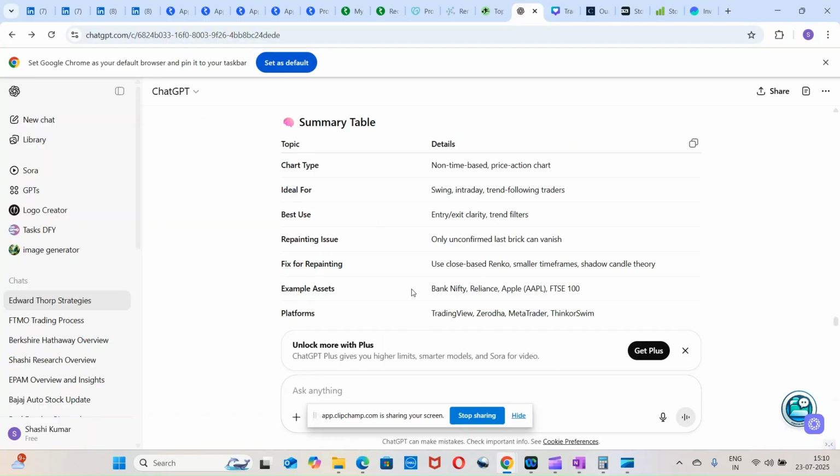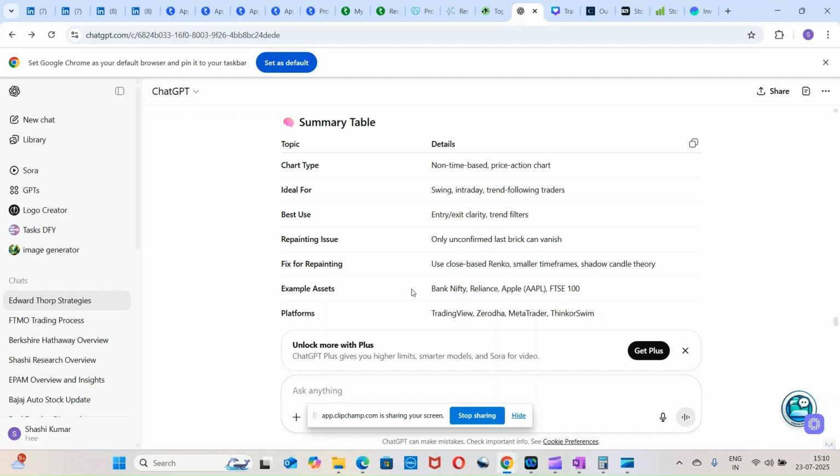So the summary is: Renko chart is non-time based. It's only a price action chart. It's ideal for swing, intraday, and trend following traders. It is the best tool. You could follow the trend very easily with these noiseless charts. The best use is you will have a clear entry, exit, and trend filters. Repainting issues are there in Renko charts, but it's only for the last brick. That last unconfirmed brick can vanish, but you only trade once it is formed.